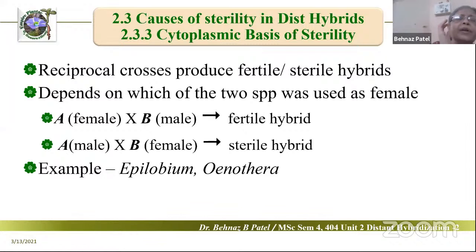For example, it could be that you're having two species, species A and species B. And when A is female and B is male, it produces a fertile hybrid. When A is male but B is female, a sterile hybrid is produced. This could be because of some factor inhibiting or preventing this hybridization, maybe the germination of the pollen grain. The various factors we studied in the beginning could be playing a role. And therefore, one normally tries to change the sex of the parents, or make the female parent act as a male parent, and so on.